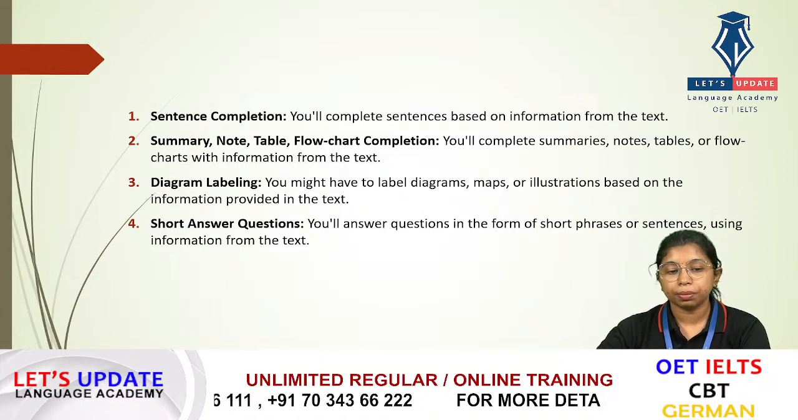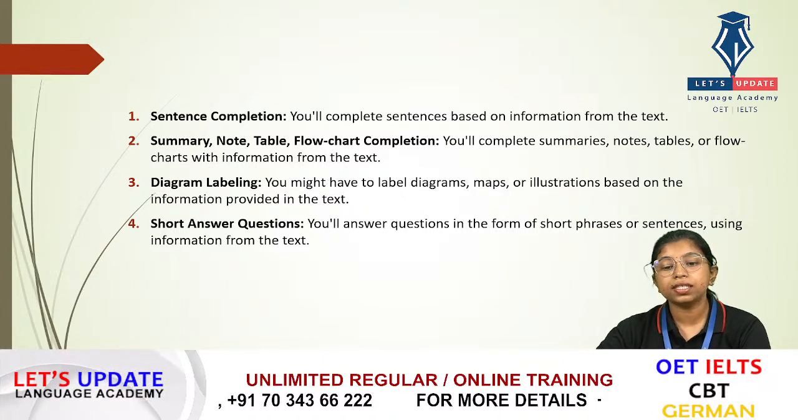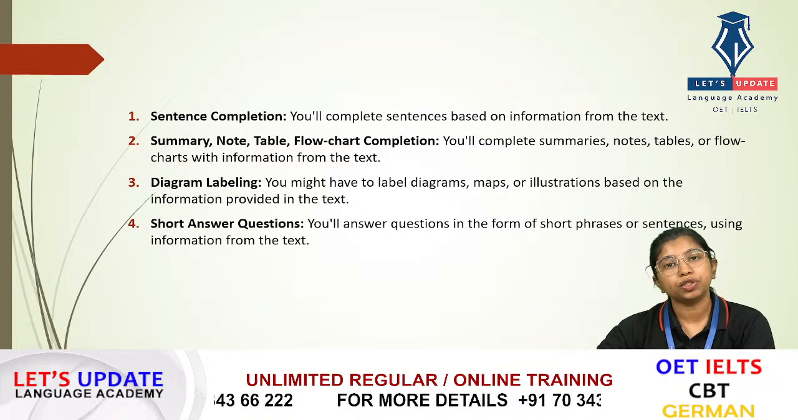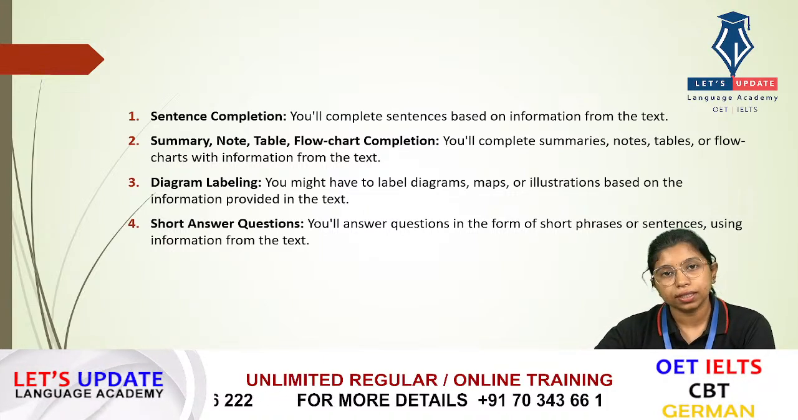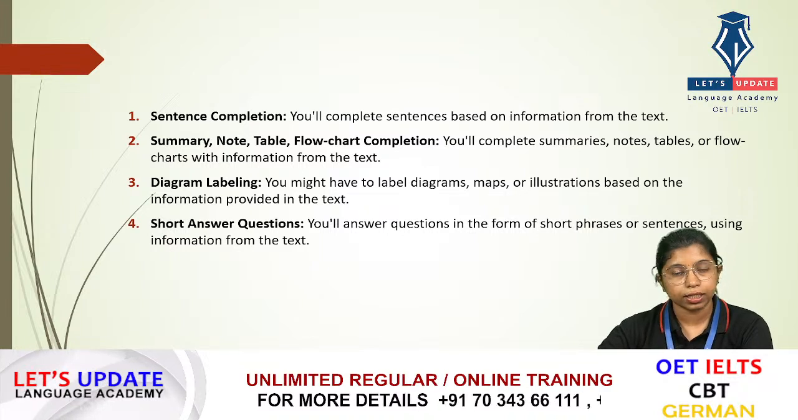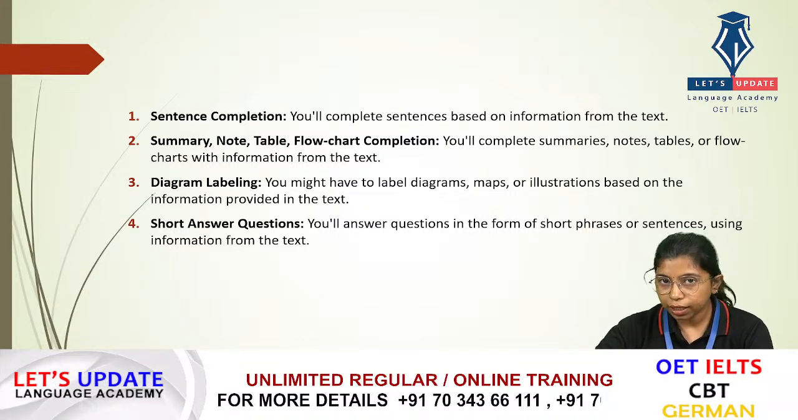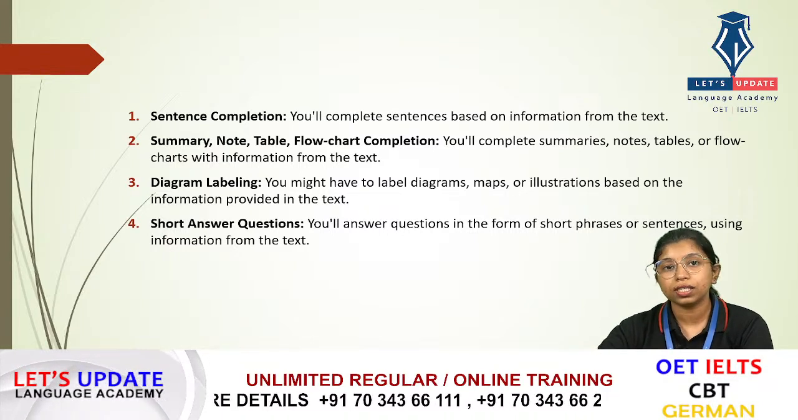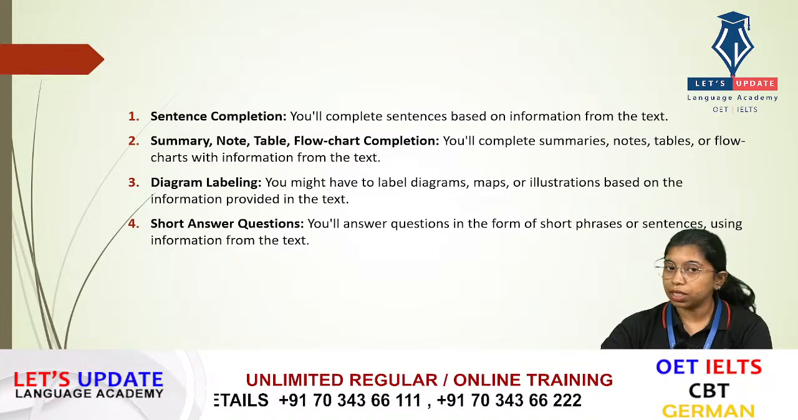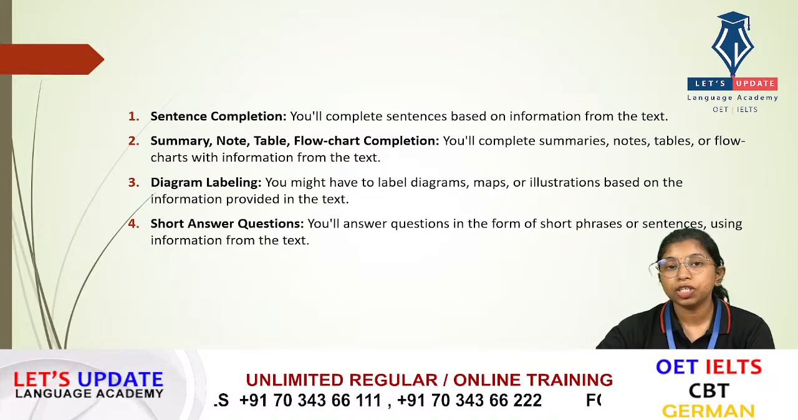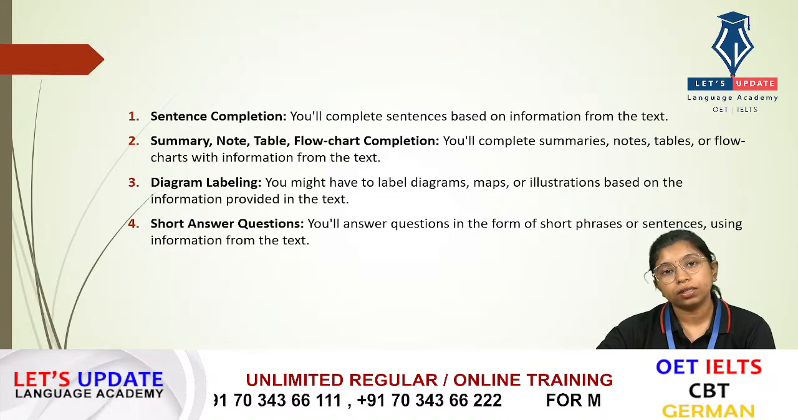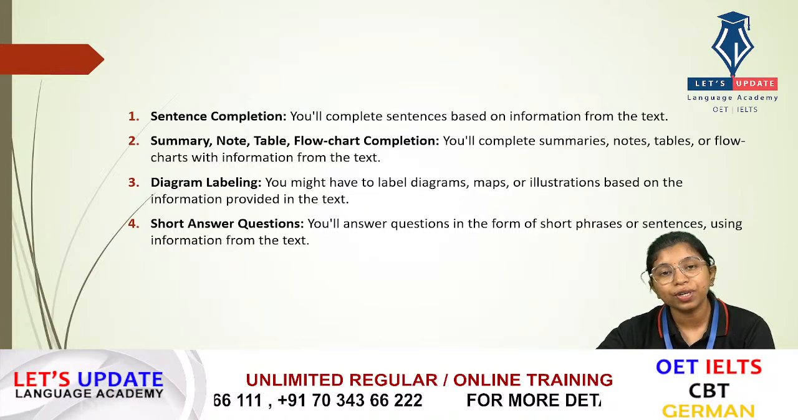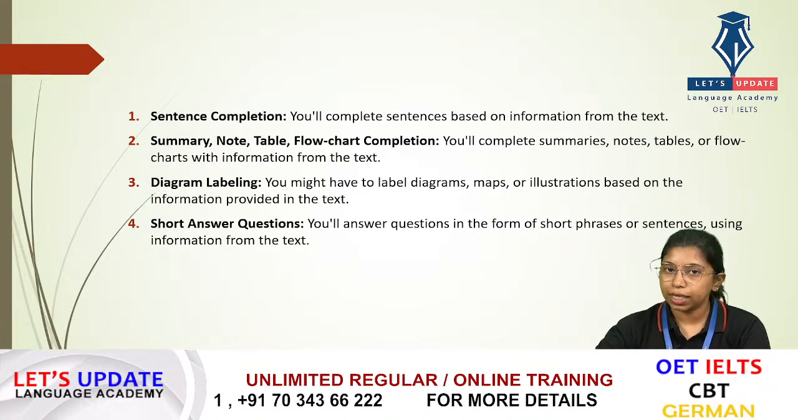Sentence completion or summary completion, where you have to complete sentences based on information from the text. When you do this, make sure that the sentences are grammatically correct. Once again, make sure that the sentences are grammatically correct, and you have to look for synonyms when doing these questions. You may not be able to find the same word in your text. Sometimes it can happen, but most of the time the information given will be paraphrased, or they will use synonyms to describe the same things. So you have to look for synonyms as well as sentences with the same meaning.